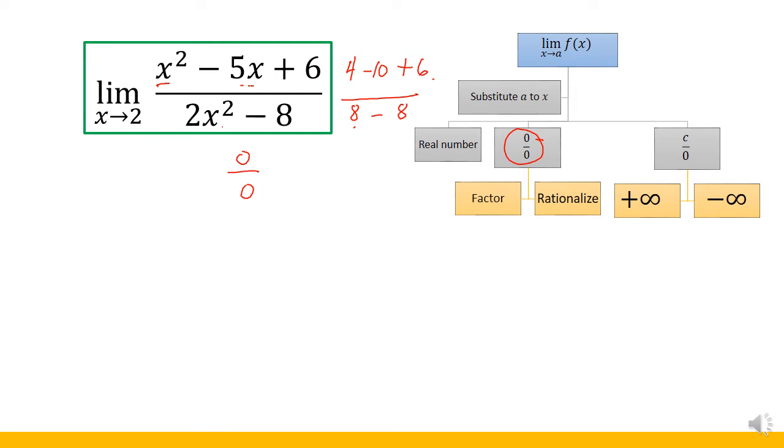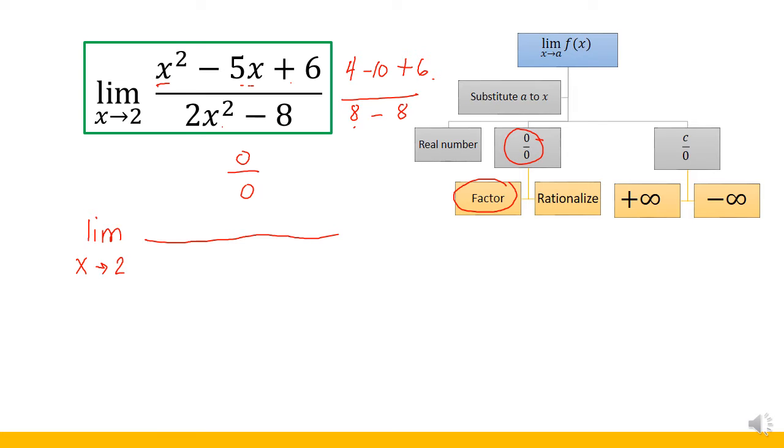So it is of this form. Take note that we can factor both the numerator and denominator. It just happens that both of them are factorable. So that means we take this first option, and we do some factoring. Take note that the limit notation is still there, because we haven't evaluated the limit. So we use the factored form.